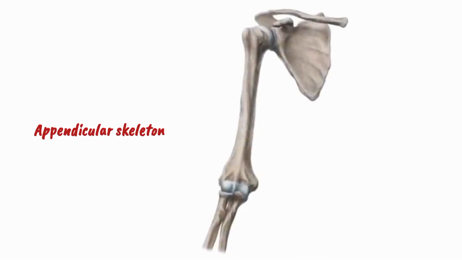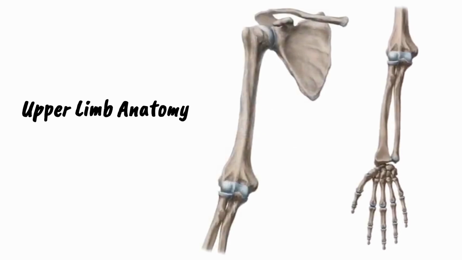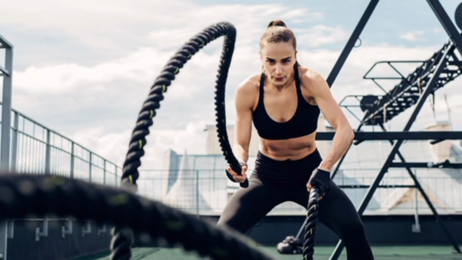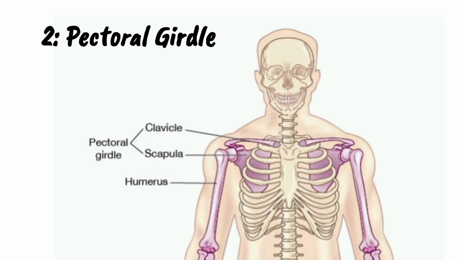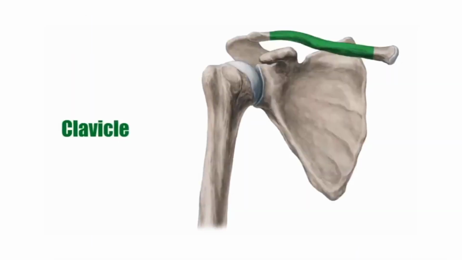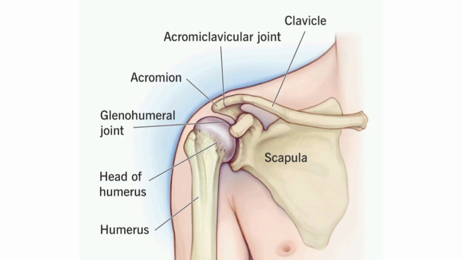We'll explore the appendicular skeleton, focusing on the upper limb anatomy, the bones that give us movement, strength, and precision. Pectoral girdle. The upper limb begins with the pectoral girdle, formed by the clavicle and scapula. The clavicle connects the arm to the trunk, while the scapula provides the socket for the humerus.